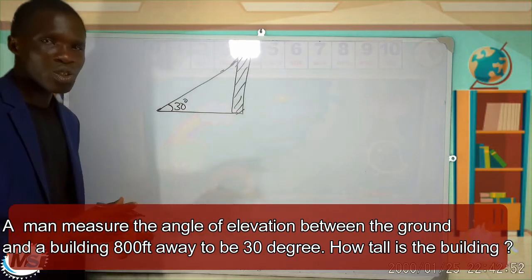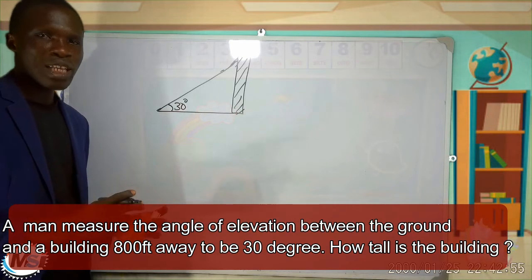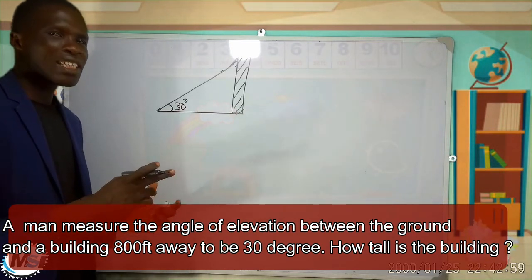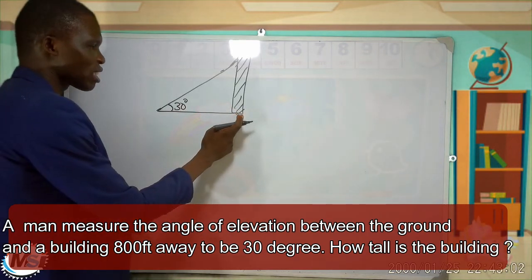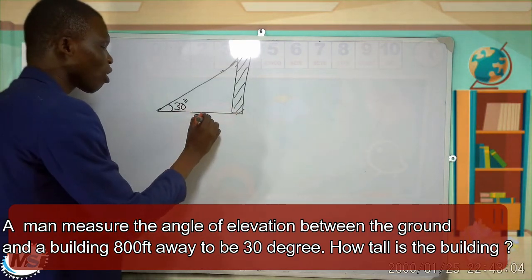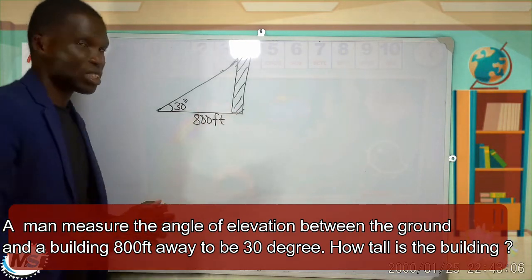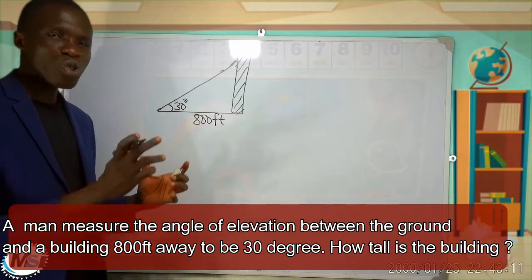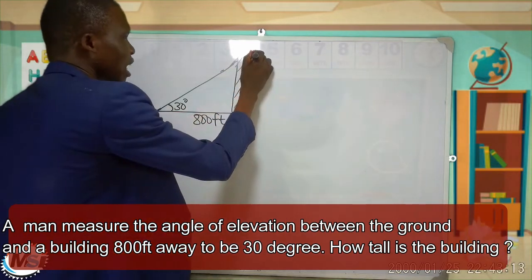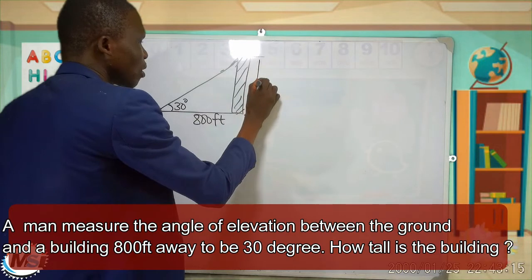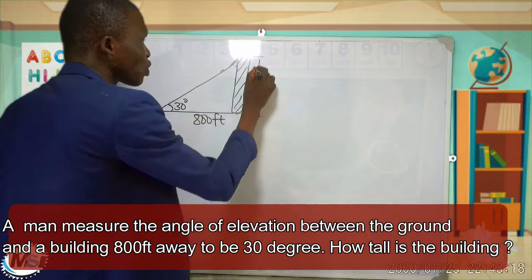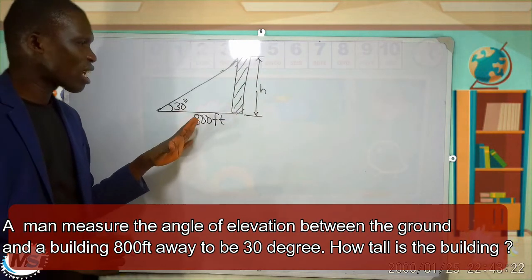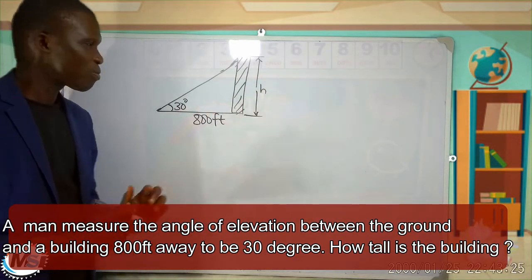Now if you look at the question very well, the question says a man measured the angle of elevation between the ground and a building 800 feet away. Now what we are looking for is how tall is the building. That is the height of the building, which is represented by h. So now what we are looking for is how to find h.